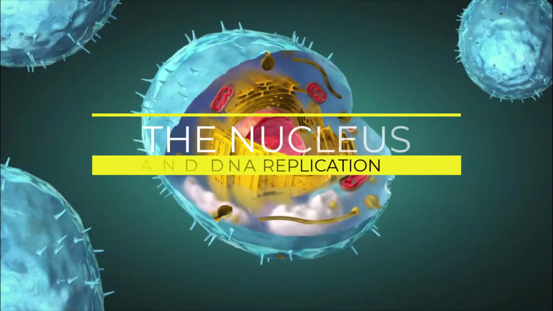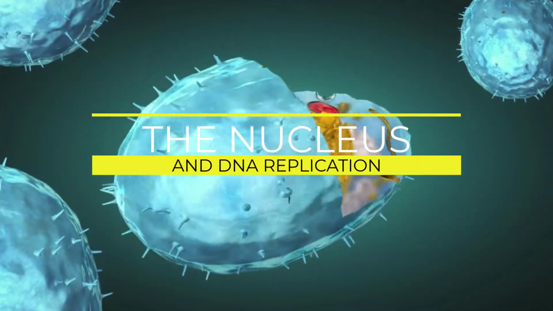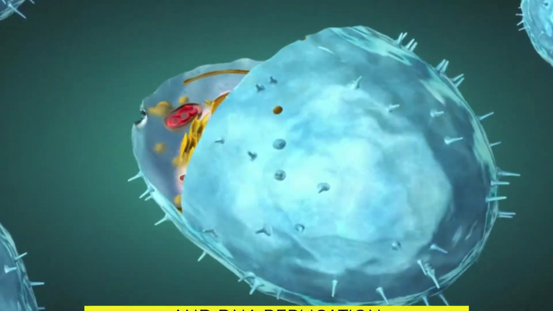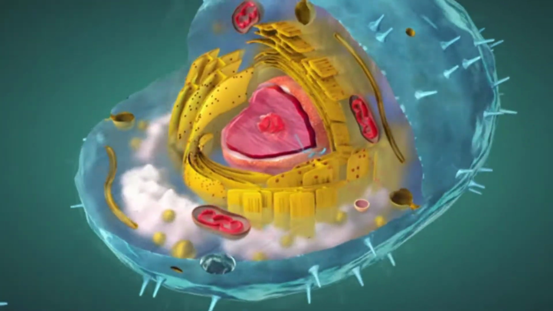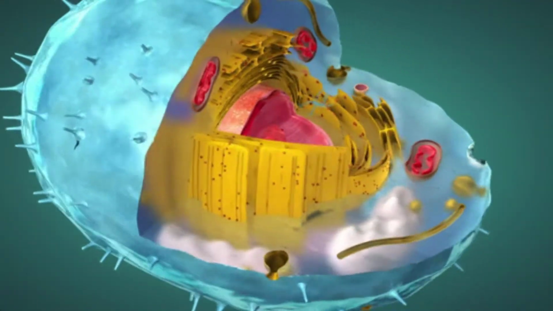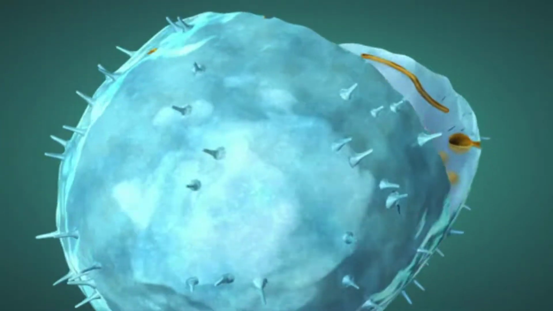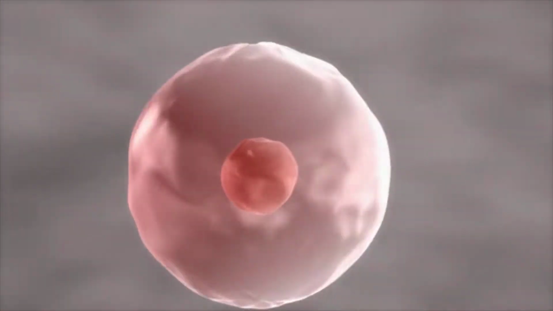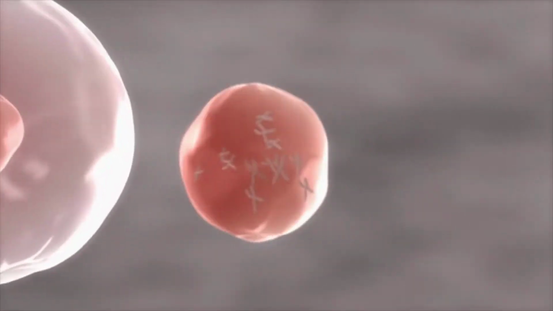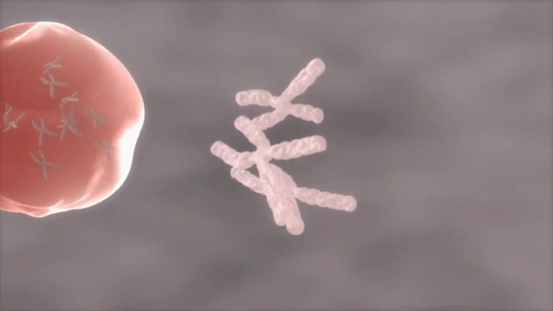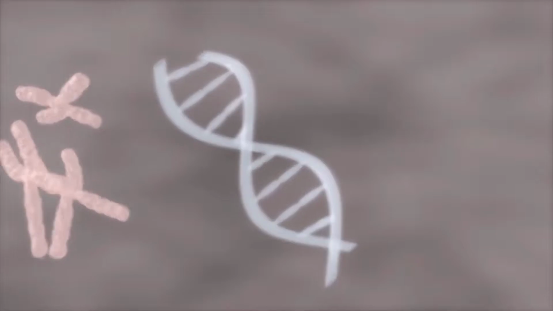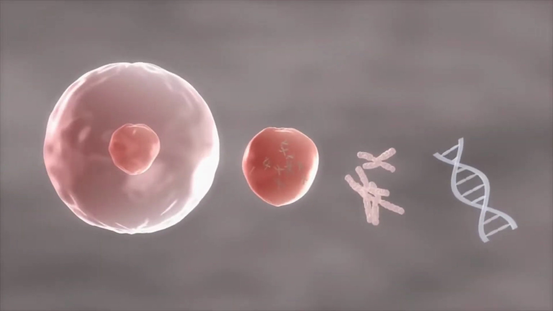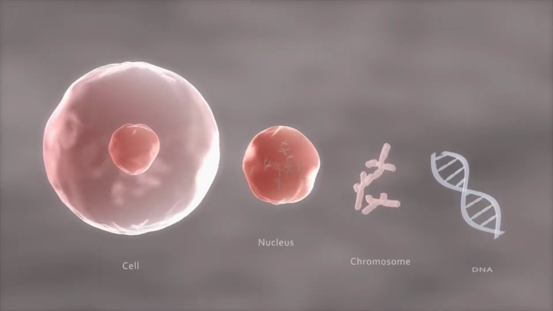The nucleus, and DNA replication. Inside the nucleus lies the blueprint that dictates everything a cell will do and all of the products that cell will make. The information for this is stored within DNA. The nucleus sends commands to the cell via molecular messengers that translate the information from the DNA.